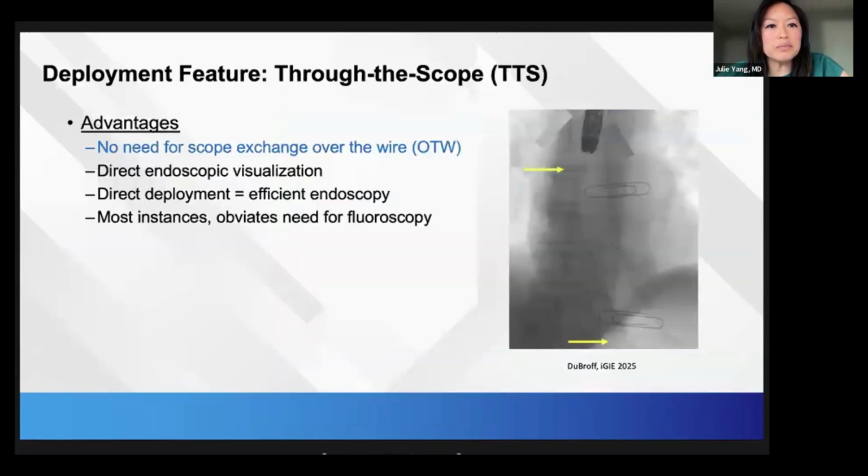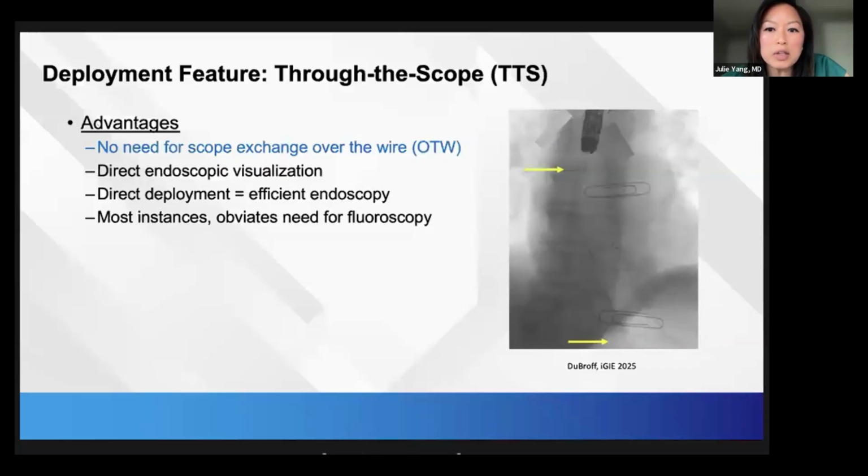So, deployment feature through the scope. The first major shift, I would say, in clinical practice for esophageal stents was when we first had this fully covered design. Before, it was uncovered, really for malignancy, and then we realized tumor ingrowth happened all the time and it obstructed.